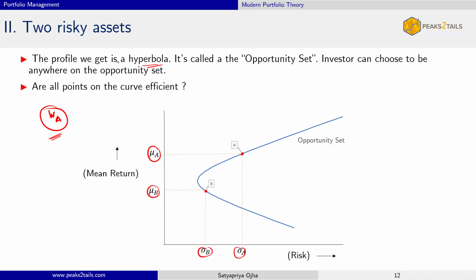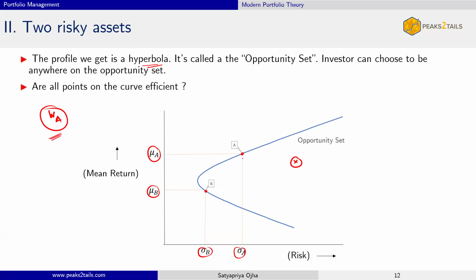It's called the opportunity set. Opportunity set means you have the opportunity to be anywhere on this curve. Any point you choose, you can be there on this curve. What about a point outside of this? You cannot get there. It's not possible. With this portfolio of two risky assets, you are bound to move along the curve.